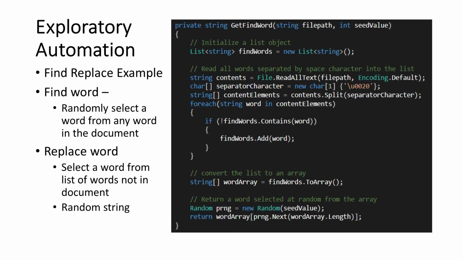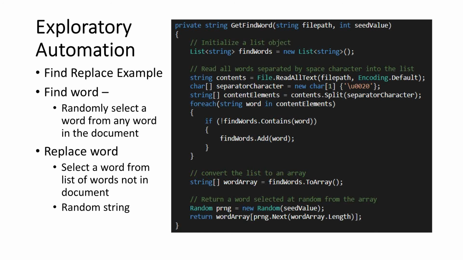Now, in this case, I'm separating the words based on the space character. That could be a problem if it was using a language such as Japanese or Chinese. Then I'm not separating words per se. But in this case, I'm assuming that I'm just taking a regular document that's written in English.